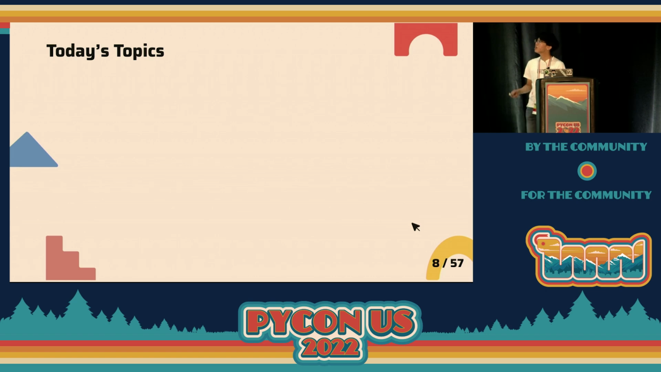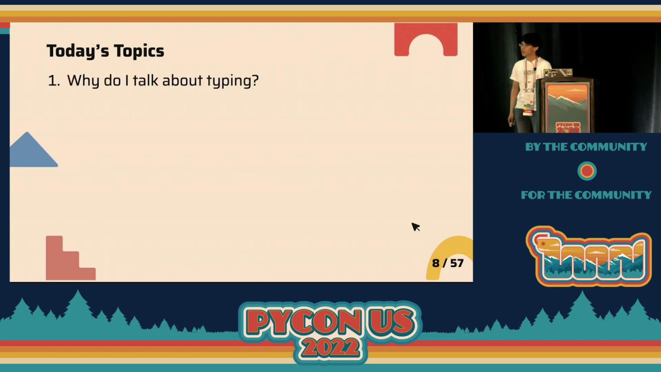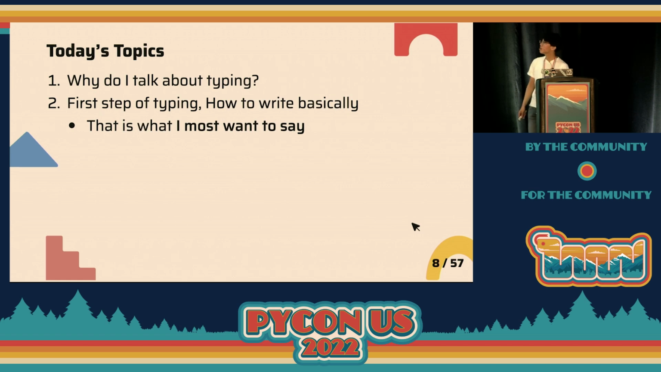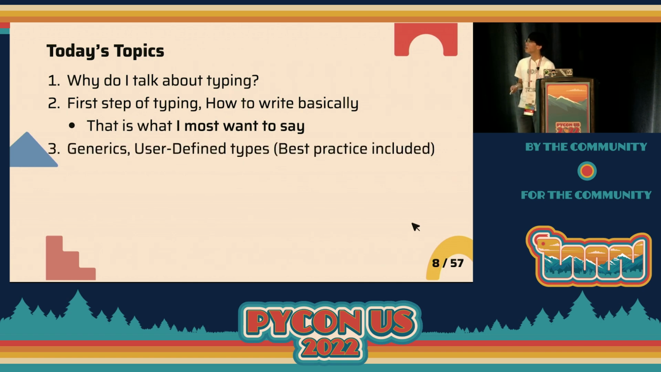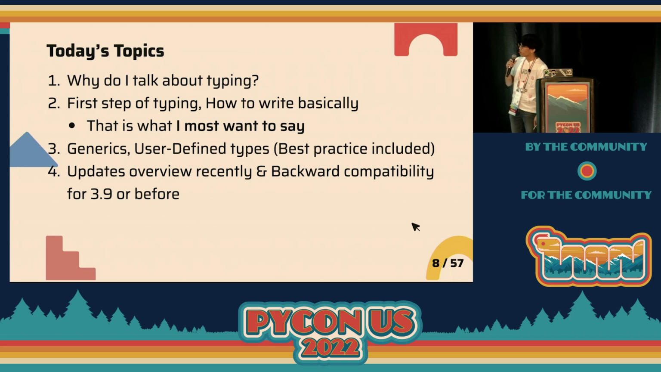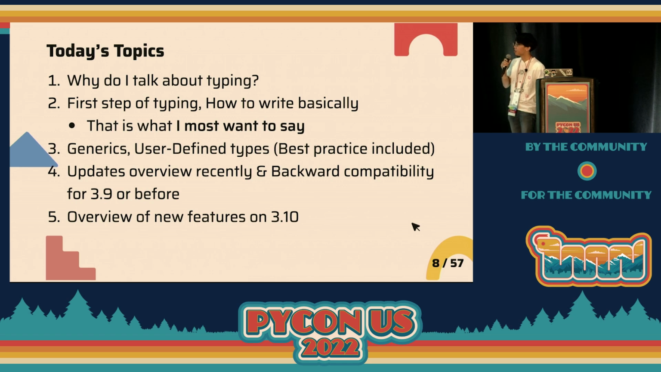Here are today's topics. First, why I talked about typing: this is the motivation. Second, I'll introduce the basic uses, the first step of typing. That is what I most want to say. Then generics and user-defined types, where best practices are included. And last, an update overview and backward compatibility for 3.9 or before. The final topic is an overview of new features in 3.10 and one topic about 3.11.